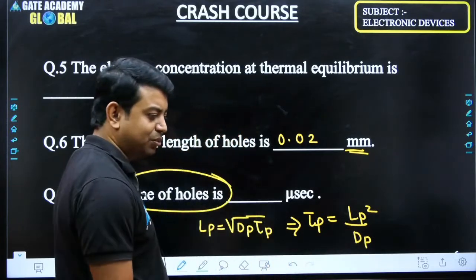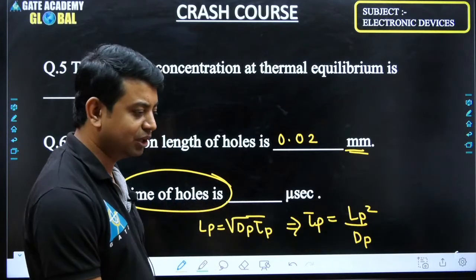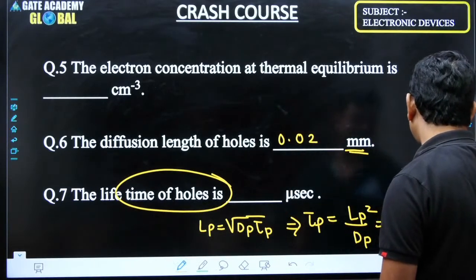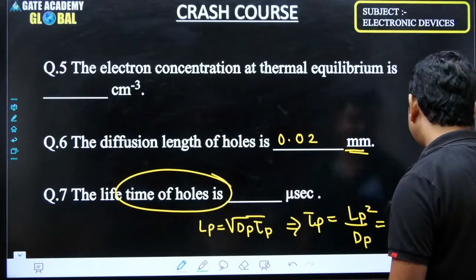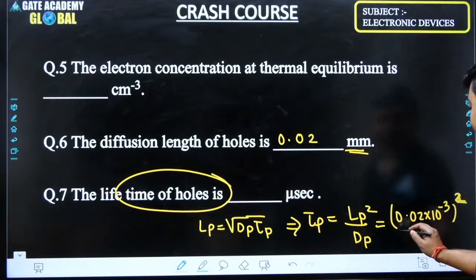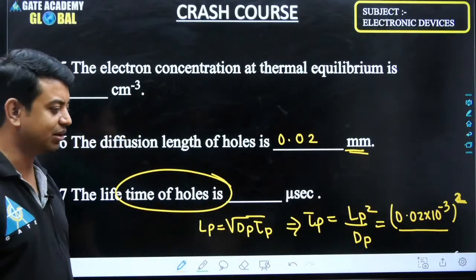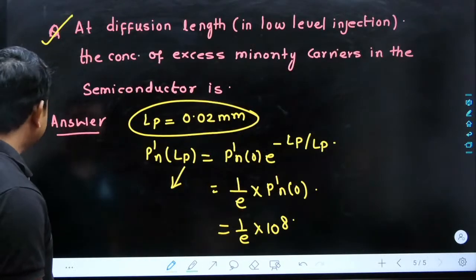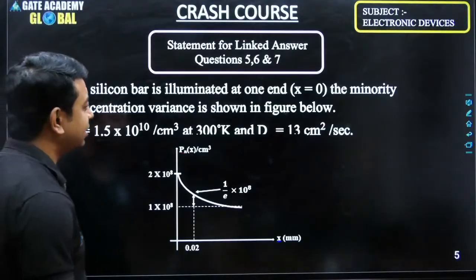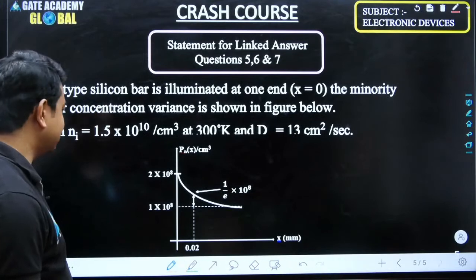Why have I written this formula? The reason is that we know the value of LP square. What is the value of LP square? LP square is nothing but 0.02 into 10 to the power of minus 3 squared, because it is given in mm, and DP is already given in the question. So what is this DP? We can see the DP value: DP is given as 13 centimeter square per second. So we just take this and find the solution.